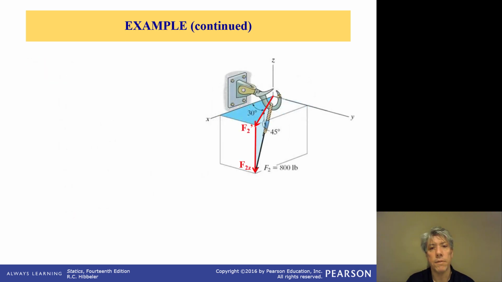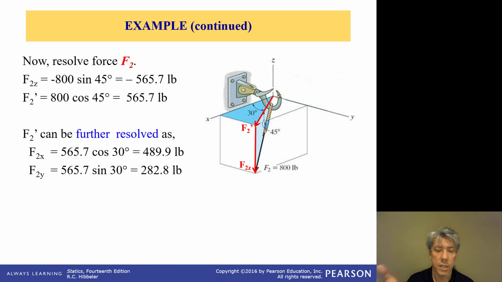Now, on the other hand, F2, if we want to resolve it into components, we've got to consider the fact that it's in a rotated plane, right? There's no 0 component here along any of the axes. So what we're going to do is consider an F2 prime force first and get the magnitude of F2 prime and F2z, which is a valid component of it. So let's resolve it. F2z would be the magnitude of the vector multiplied by sine of 45 degrees. And of course, it's in the negative direction. So 800 times negative sine 45 degrees, you can see there is negative 565.7 pounds.